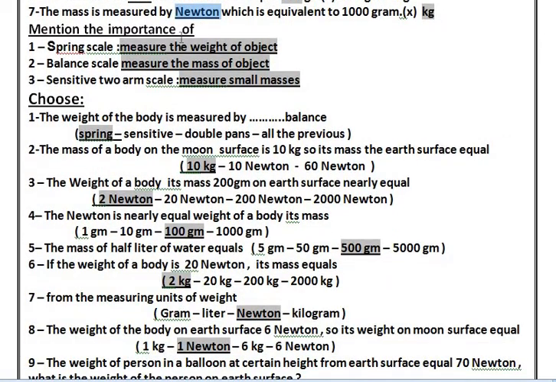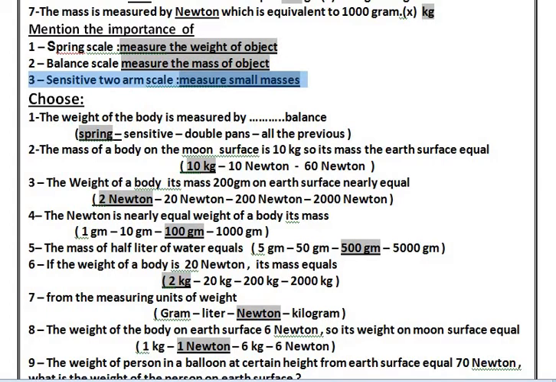Mention the importance of the spring scale: it measures the weight of objects. The spring scale is used to measure the weight. The balance scale measures the mass of an object. The sensitive balance scale measures small masses, such as gold and silver.